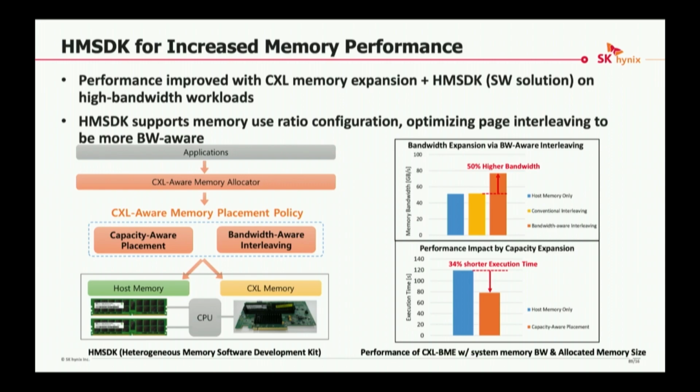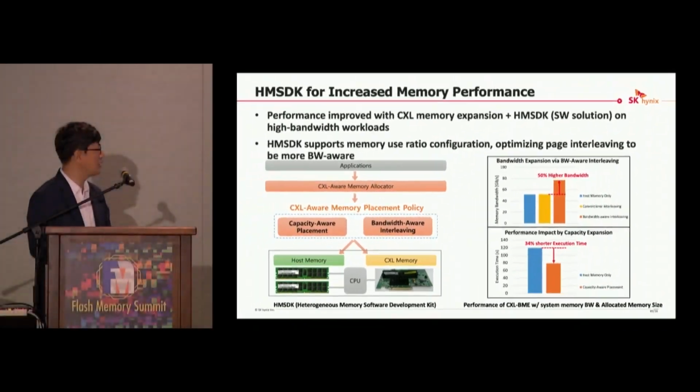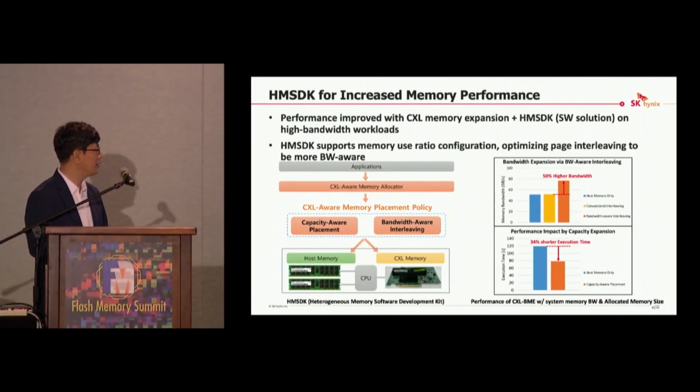One unique feature of this HM SDK is that it supports capacity-aware placement and also bandwidth-aware interleaving. As shown on the right-hand side on the top figure, you can see the effect of this bandwidth-aware interleaving. Compared to the conventional case, the bandwidth increases by 50%, and the performance is increased by 34%. We are planning to make this software available starting from Q4.